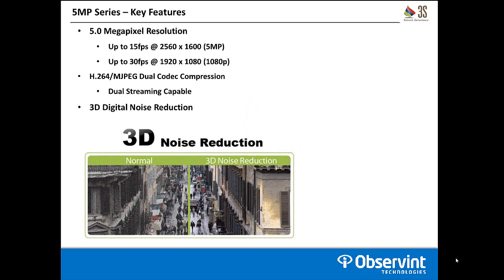And the cameras offer 3D digital noise reduction. Every camera has a little bit of digital noise in it, referred to as a little bit of static or graininess you might see in the image. This filter is going to really help reduce that to make sure you're capturing the greatest detail that you can. It's a very important feature, especially as you go up higher in the megapixel scale.